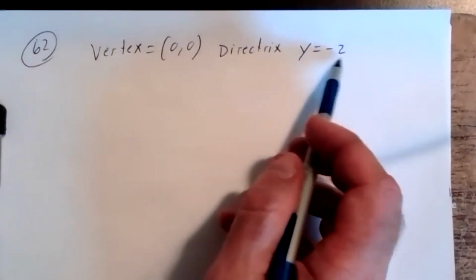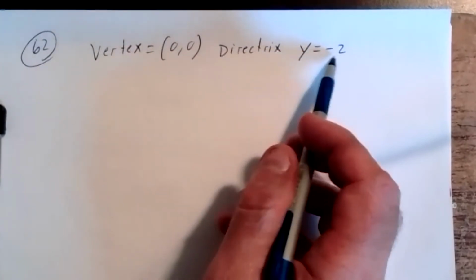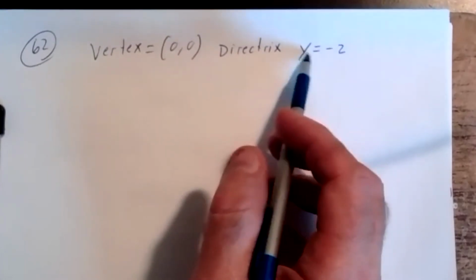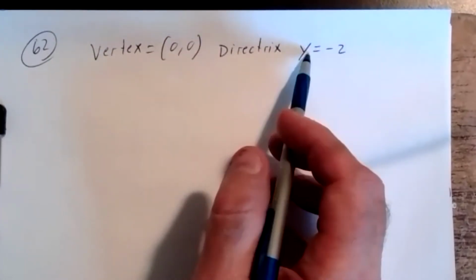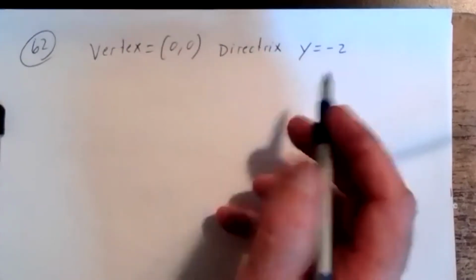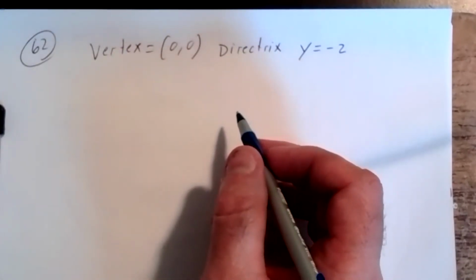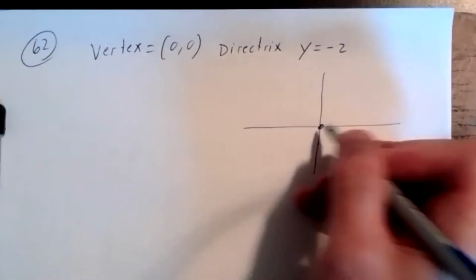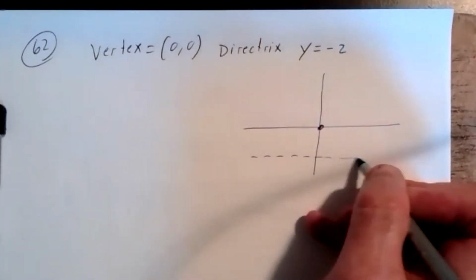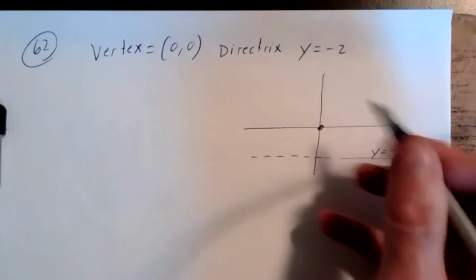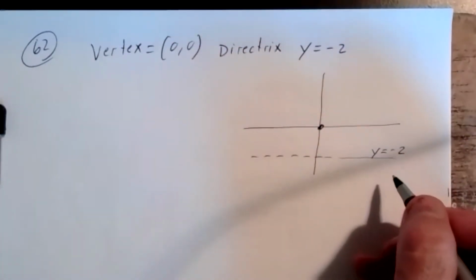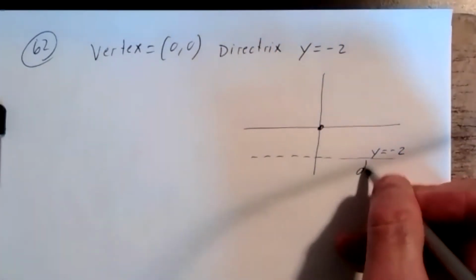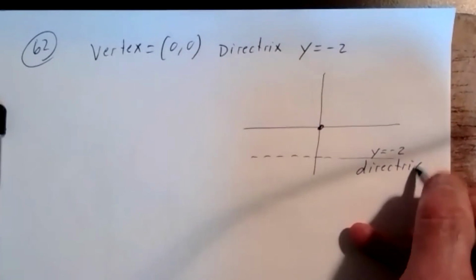Is this going to be a horizontal or vertical line for the directrix? Horizontal or vertical line? Well, since it's y equals -2, it's going to be a horizontal line. We know the vertex is at the origin. We know our directrix goes right through the y-axis down here at y equals -2. And therefore, this parabola has to open upwards, downwards, right or left. What do you think, based on where the vertex is and where the directrix is? What do you think, ladies and gentlemen?